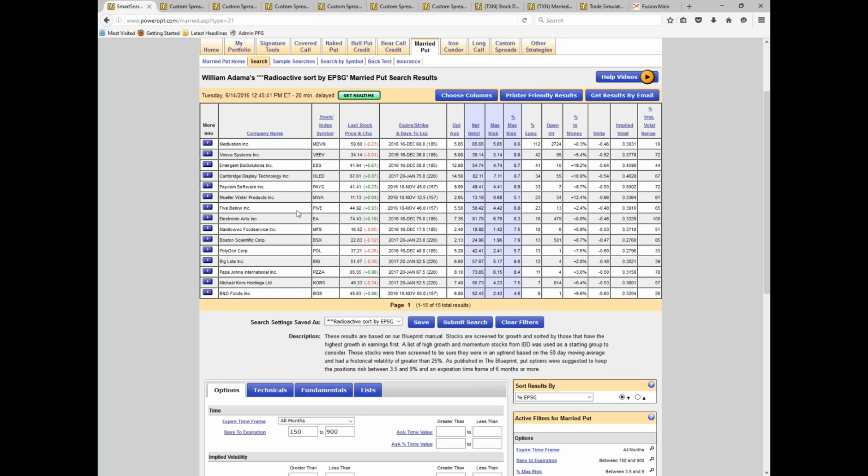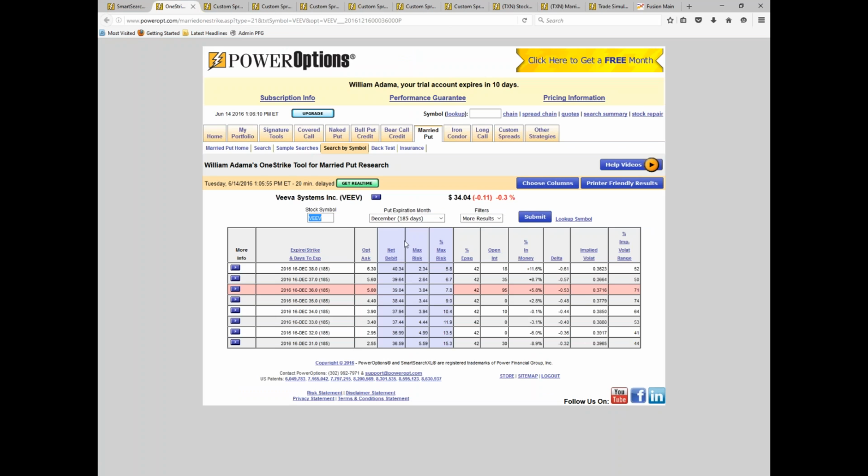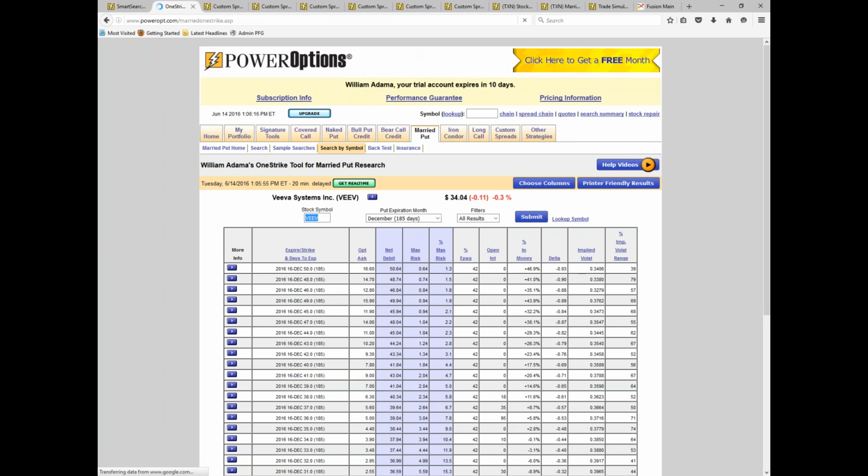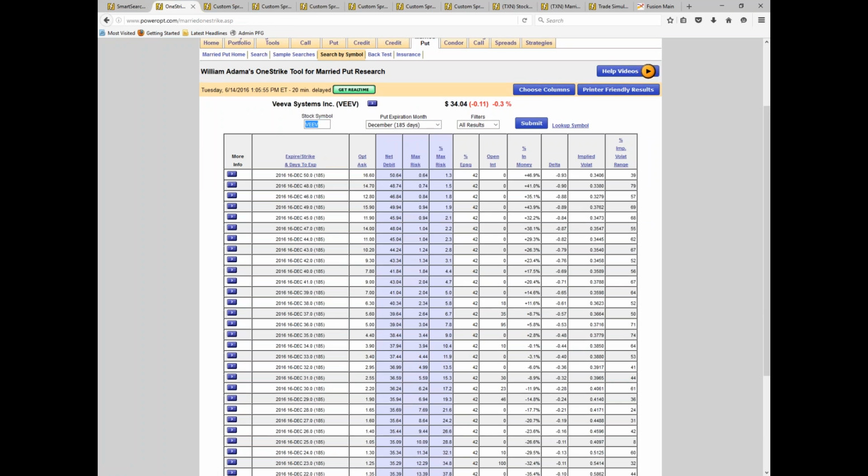Going back to Jay's question, what about going more than 20% in the money? I'm going to go to the search by symbol tool. You see that I'm going to show all results for Viva Systems. Well, it's probably too much.